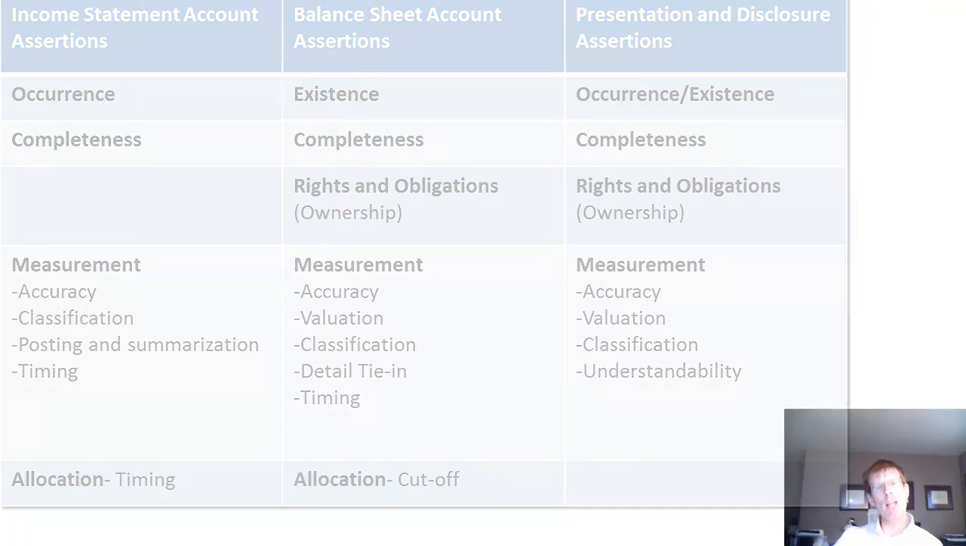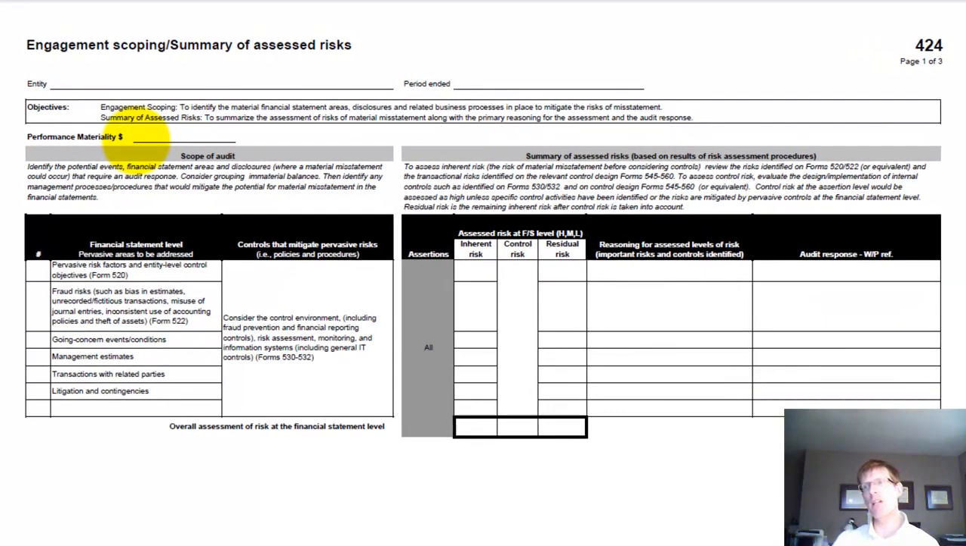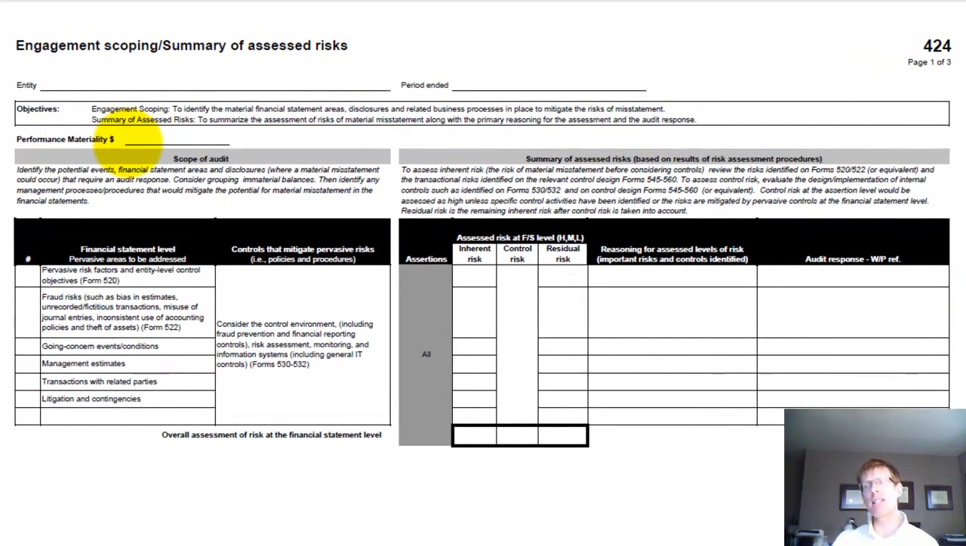So before we go, let me just show you one form out of the CICA's Professional Engagement Manual that can be used to document these sort of findings. The sort of working paper presented here is a summary of the assessed risks. So you can see that there's an area on the worksheet for assessing the inherent risk and the control risk. The residual risk is kind of what's left over. That's really your detection risk. And you can see on this first page, you're really scoping out the high level, the pervasive risk that may have an impact on the risk of material misstatement.